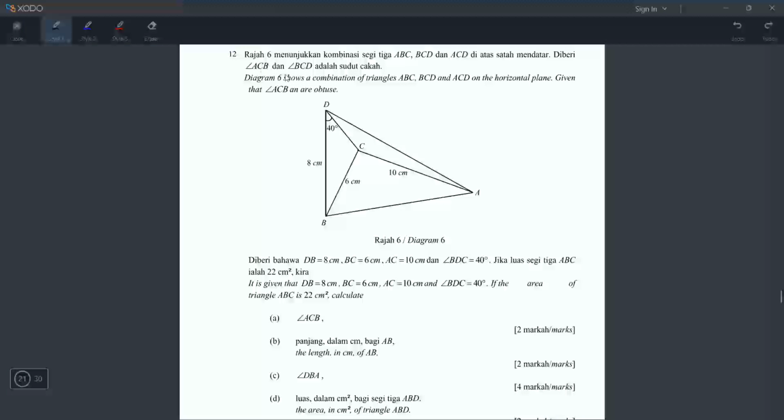Number 12. This is obviously solution of triangle lah. Okay, let's read the question. Diagram 6 shows a combination of triangle ABC, BCD, ACD. Mana? ABC, where is it? Okay, this one, ABC, got 6 cm, 10 cm, got 2 panjang. And then BCD, okay, we have 8 cm, 6 cm, 40.